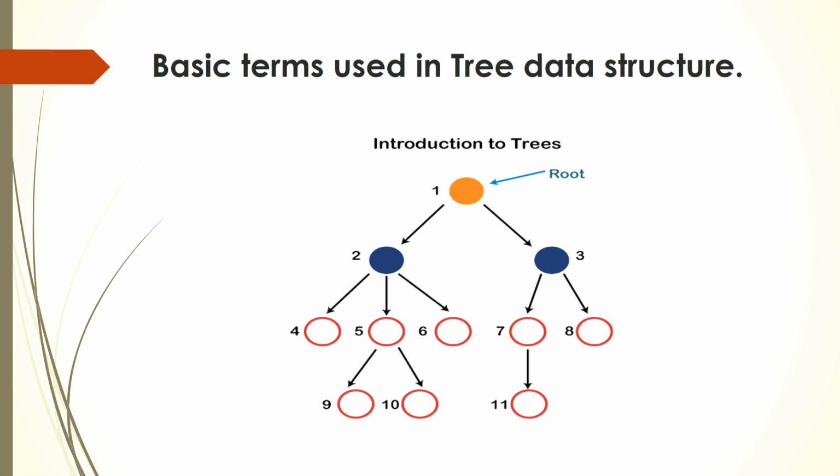1, 2. Then comes the descendant node. The immediate successor of the given node is known as the descendant of a node. So 10 is the descendant of node 5 because it is the immediate successor, right? The immediate successor of the given node is known as the descendant of a node.